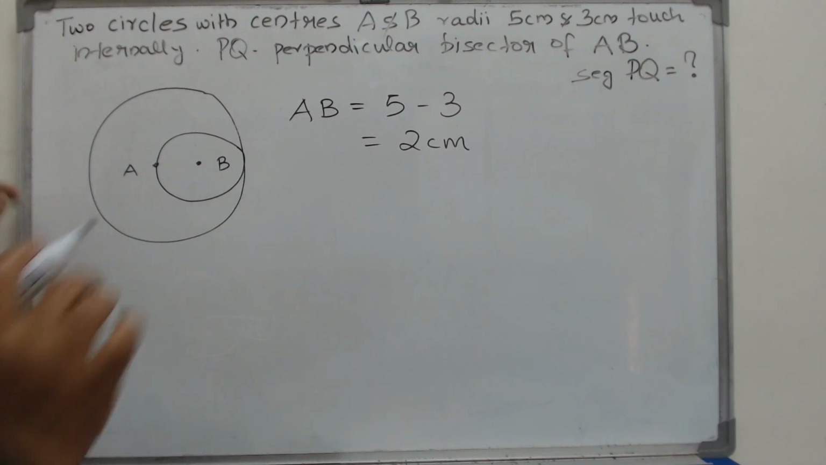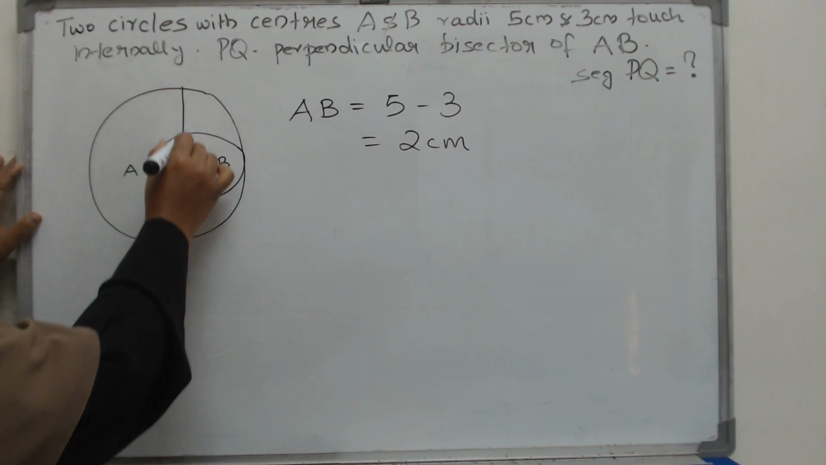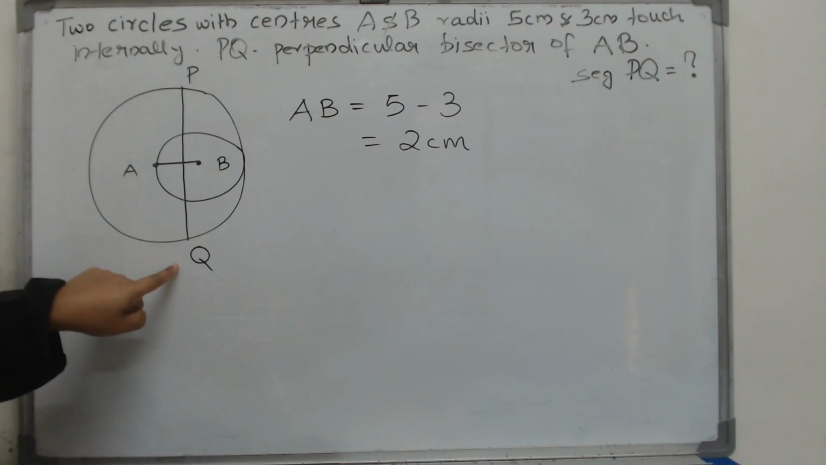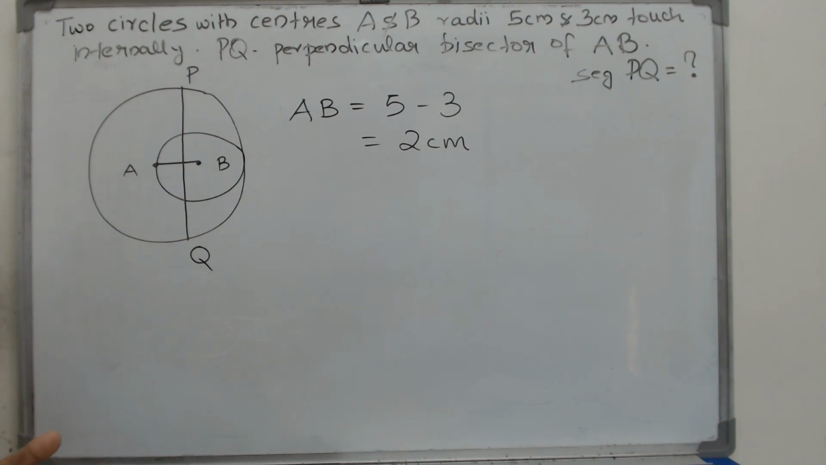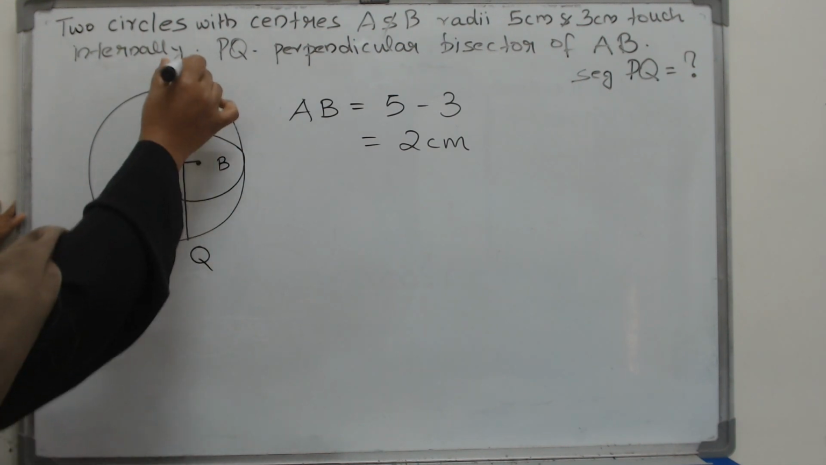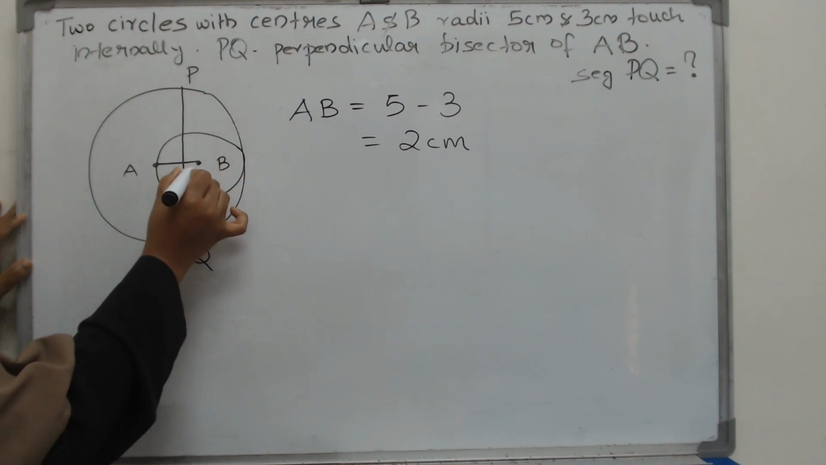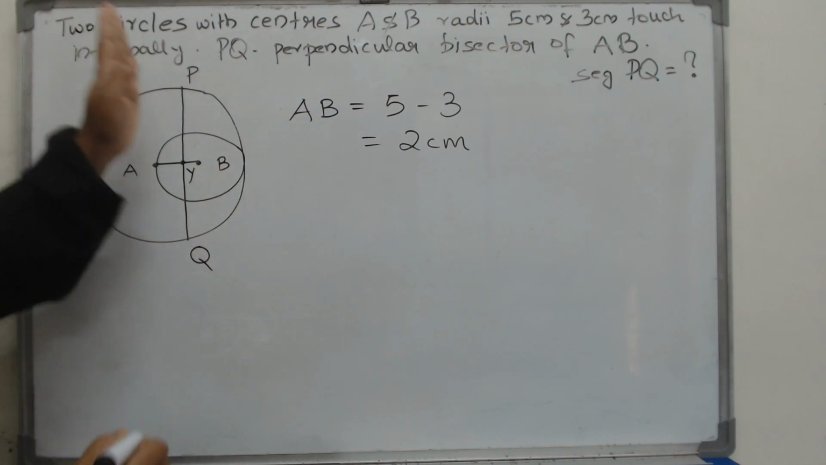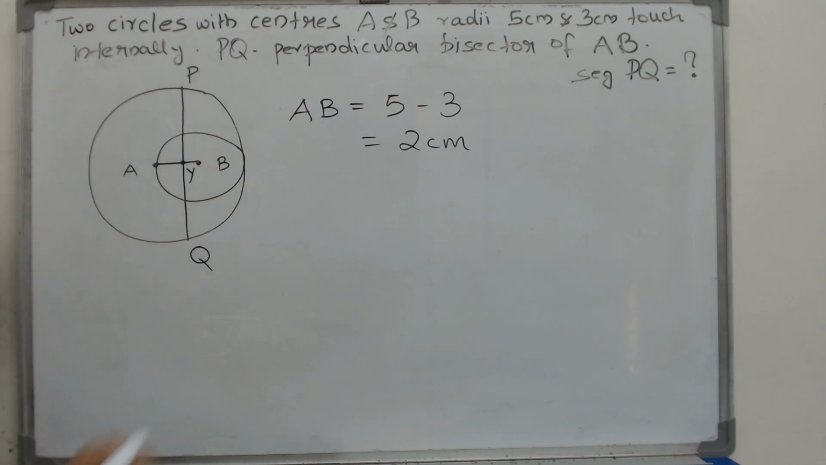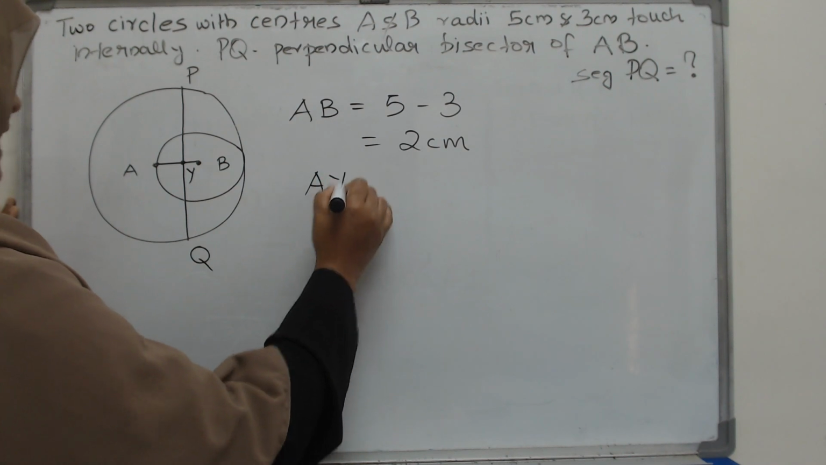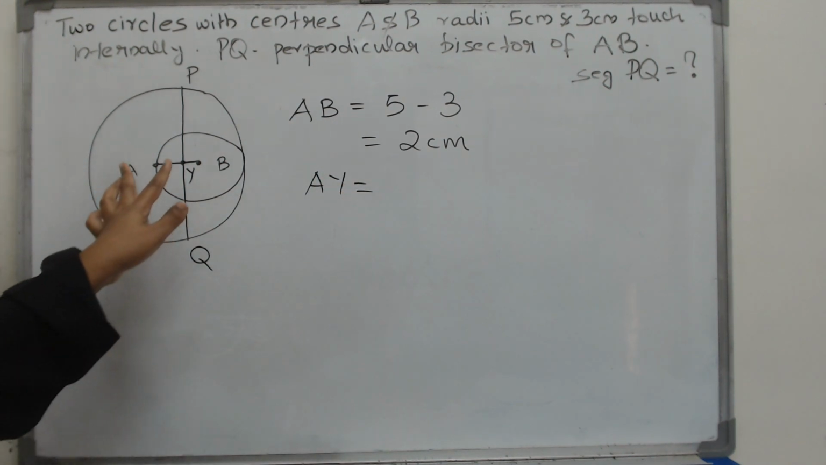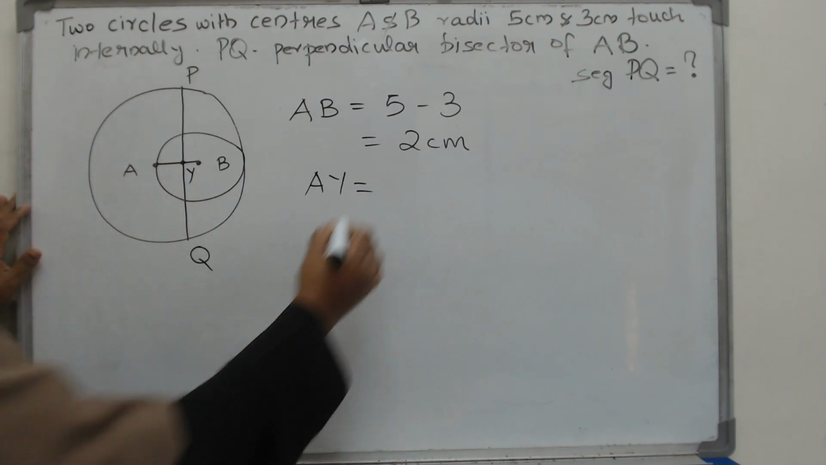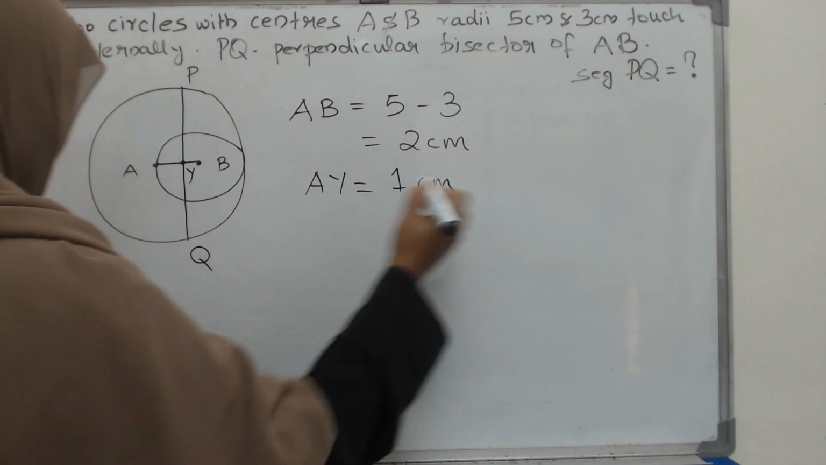Then what do we have? We have a PQ. PQ is the perpendicular bisector of AB. That is, suppose PQ meets AB at a point, say Y. What does that mean? This cuts AB into two equal parts, or in other words, AY will be what? It will be half of AB, or in other words, it will just be 1 centimeter.